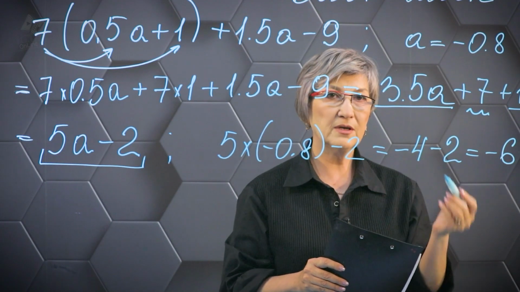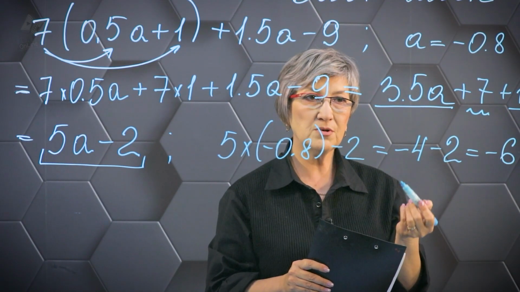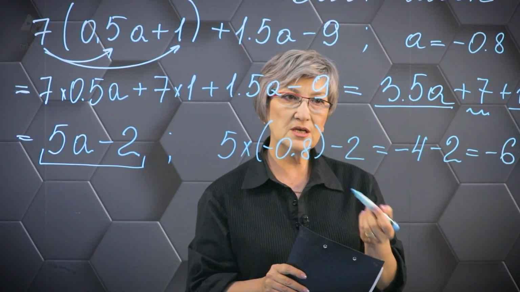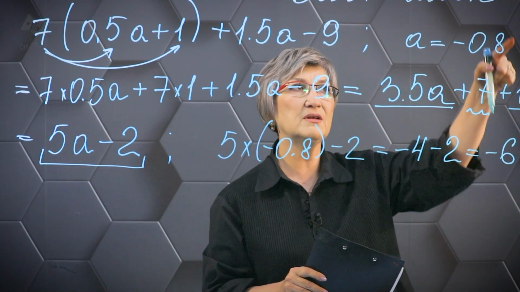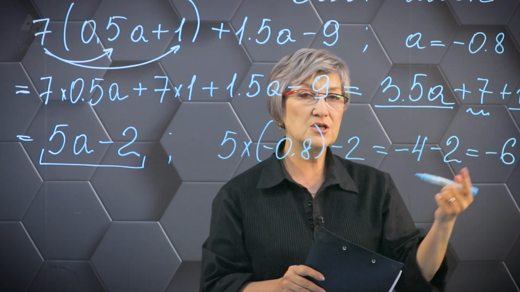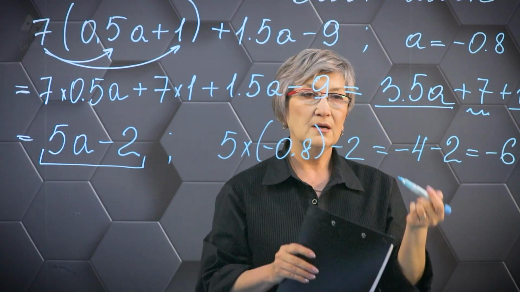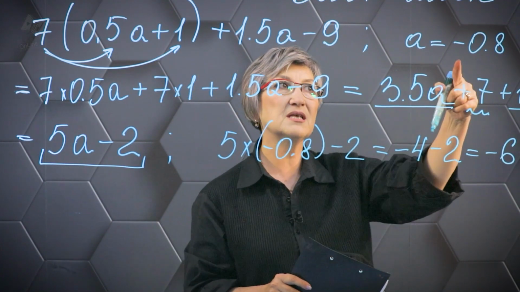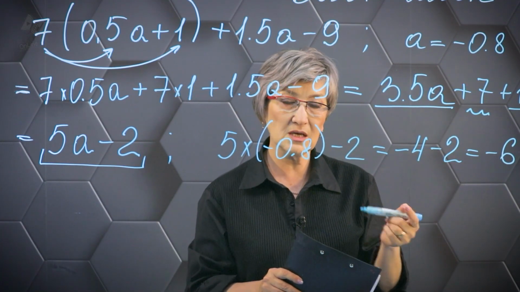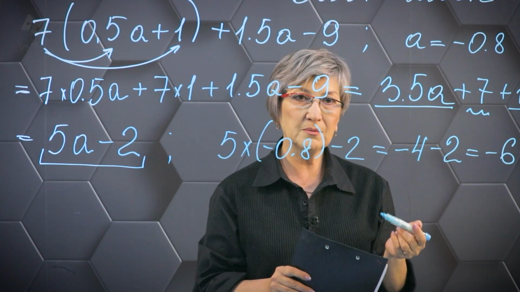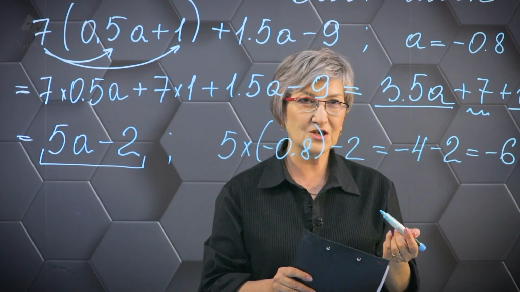So in this example, we've used the distributive property. We simplified our expression, and only after that we substituted the value of a equal to minus 0.8, and we found the value of our expression. Of course, if we had immediately substituted the value minus 0.8 into the original example, we would also have gotten the answer minus 6, but that would be an irrational way of doing it.